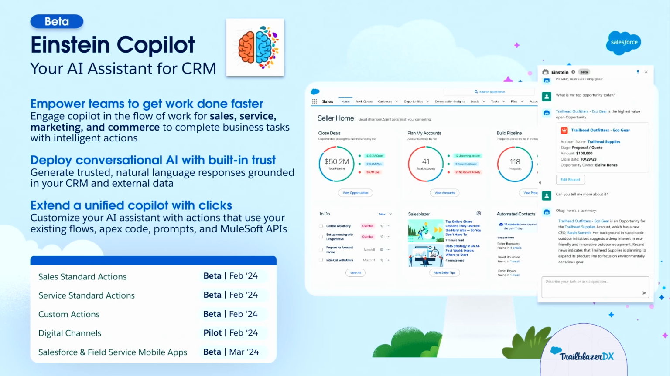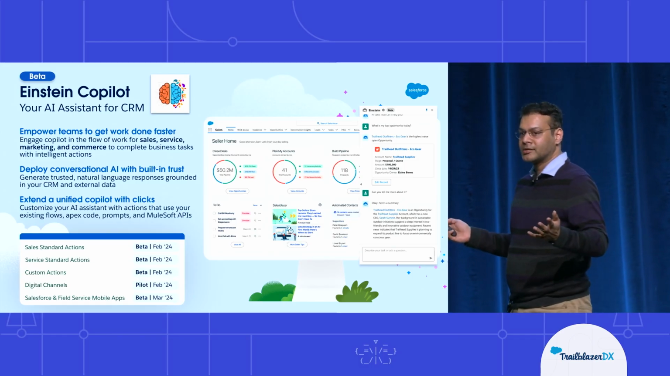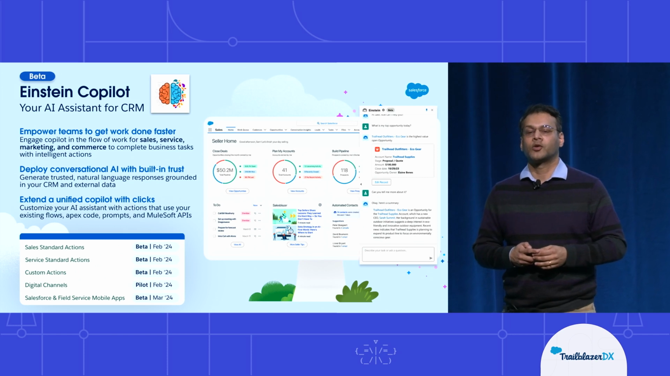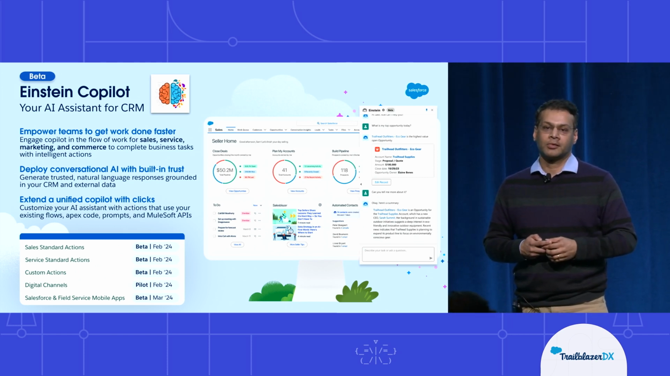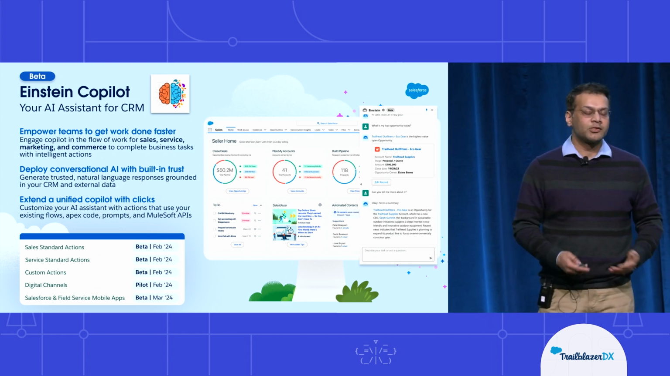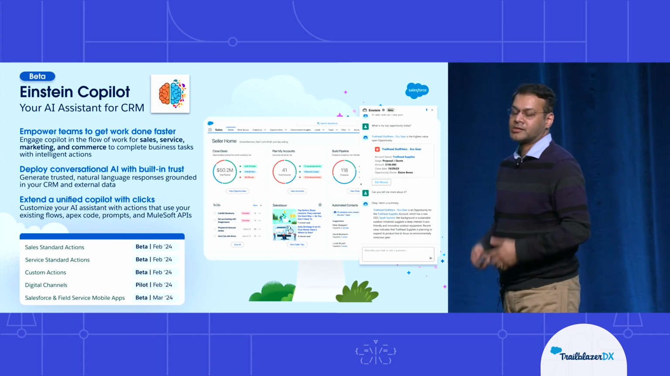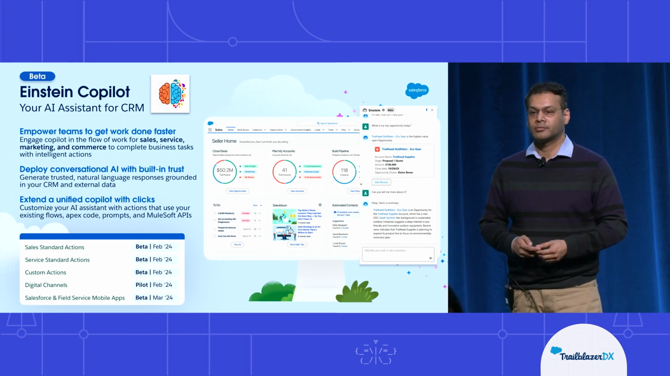It's built into every single application that we have, whether you're a salesperson or a service agent or a marketer. Einstein Copilot is there in the flow of your work that you can use and have a conversation. It's a single conversational assistant for CRM. It's not like you have multiple copilots. You have one single copilot that you can have a conversation with. And lastly, it's extensible. That means you can use all of the investments you have made in Apex, Flows, MuleSoft, and prompt templates, and bring that into Copilot.